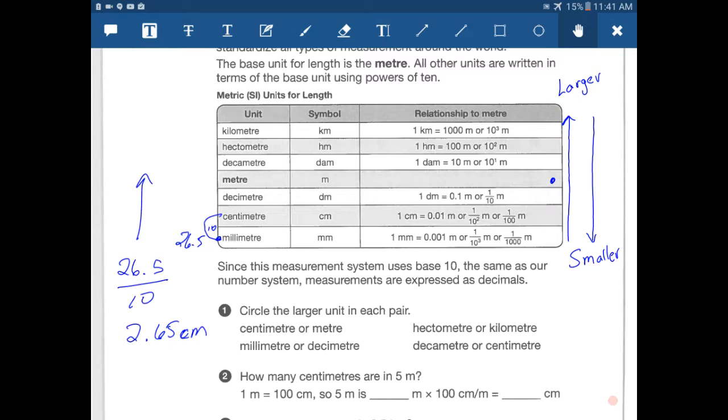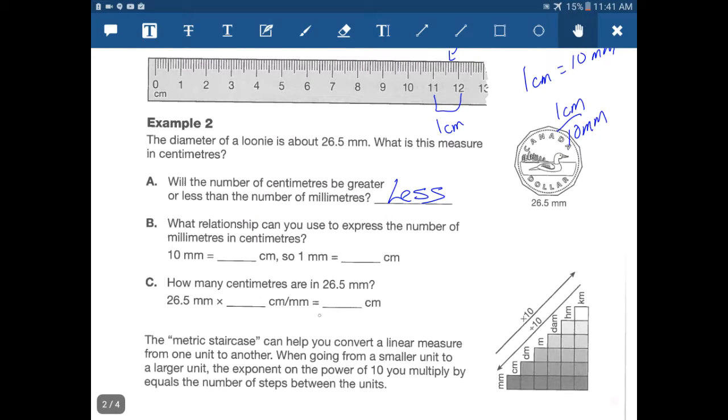That's how you can look at this one, everyone. Does that make sense? This time we were given a smaller unit, trying to go into a larger unit. And remember, when we convert up, we have to divide by how many tens we have. In this case, we only have 1 ten. So 26.5 divided by 10. So your answer to this question should be 2.65 centimeters.